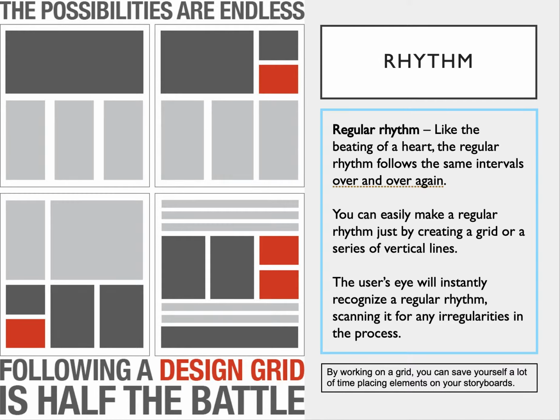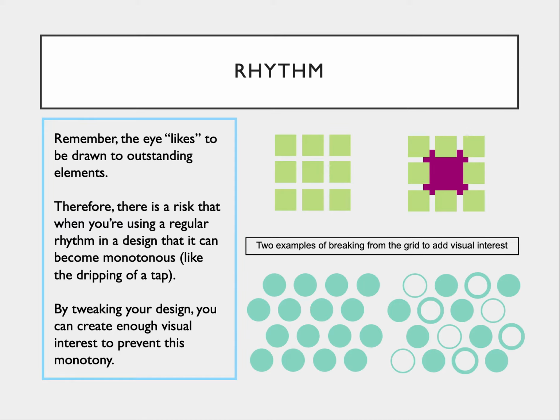And then what starts to happen with the human eye is that once it recognizes the pattern and then the rhythm, it will begin to see it over and over and over. And if there are any irregularities, it will notice that. And so that's why we talk about if you can work on a grid, you'll save yourself a lot of time placing elements in your composition because you'll know where they go based on that grid.